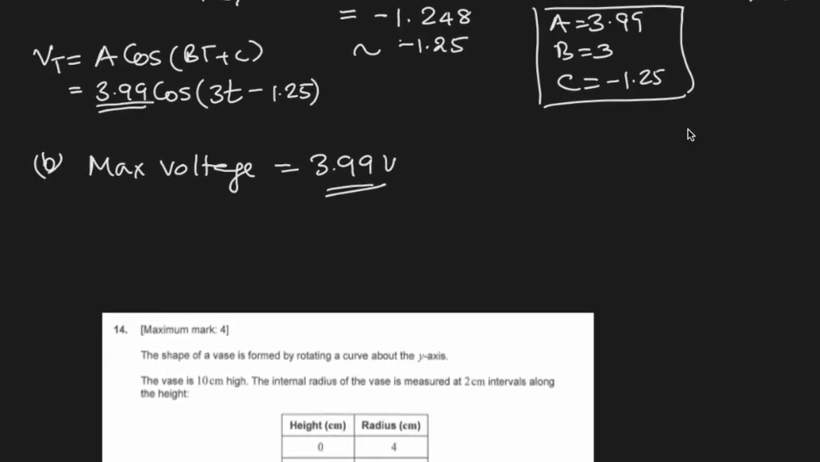Moving on to question number 14. The shape of a vase is formed by rotating a curve about the y-axis. Okay, about y-axis. The vase is 10 centimeter high. Okay, so height 0 to 10, they've given this. The internal radii are given and measured in 2 centimeter intervals. Very good. If the intervals are equal, we don't have to worry.